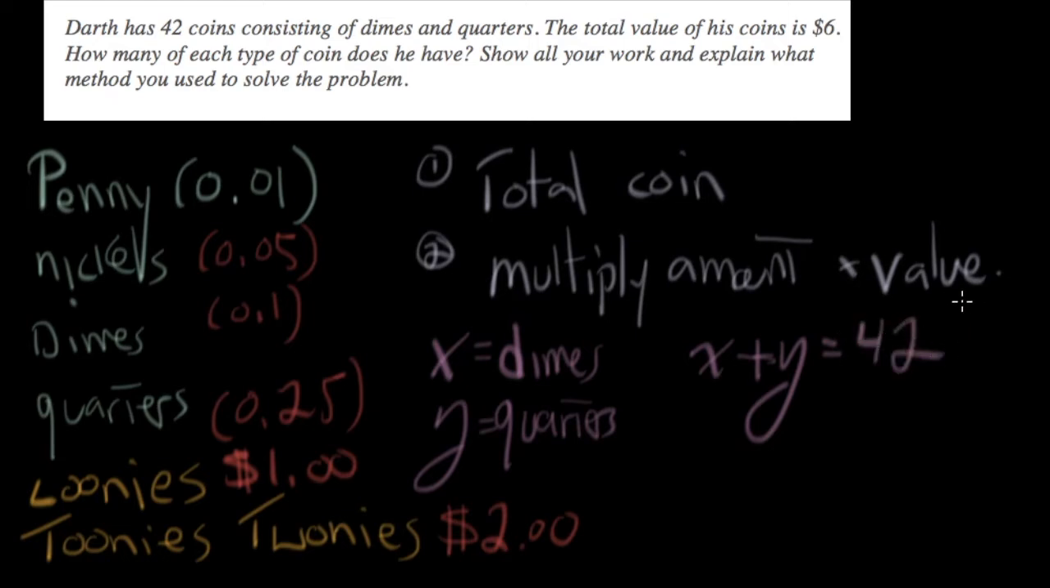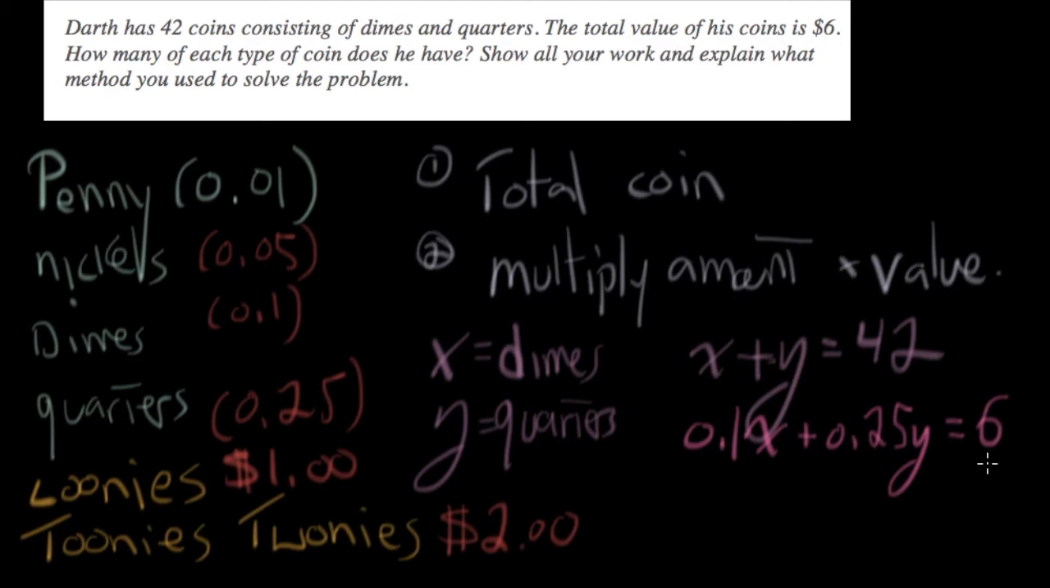The second equation is always the hard one. The second one is going to require you to multiply the amount times the value. The total value of the coins is $6. Now you have no idea how many dimes there are, and you have no idea how many quarters there are. But you know they equal $6. So if X is dimes, and dimes are 0.1, it would be 0.1x, plus the quarters, 0.25y, and that's going to be equal to $6. So there you go. There are your 2 equations.